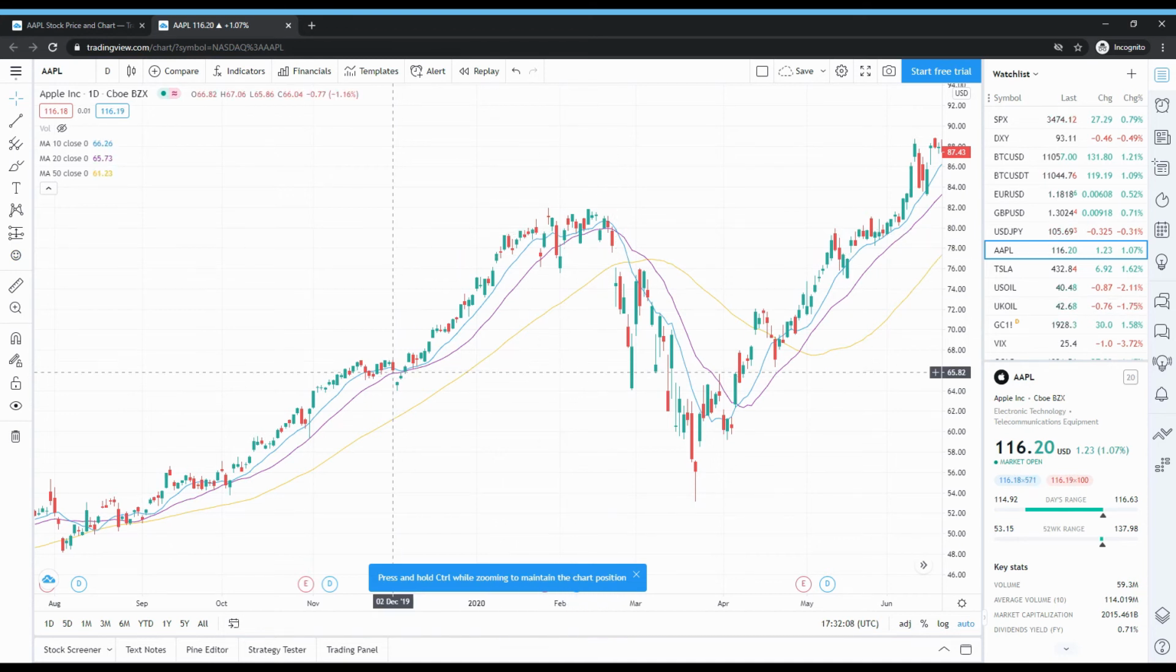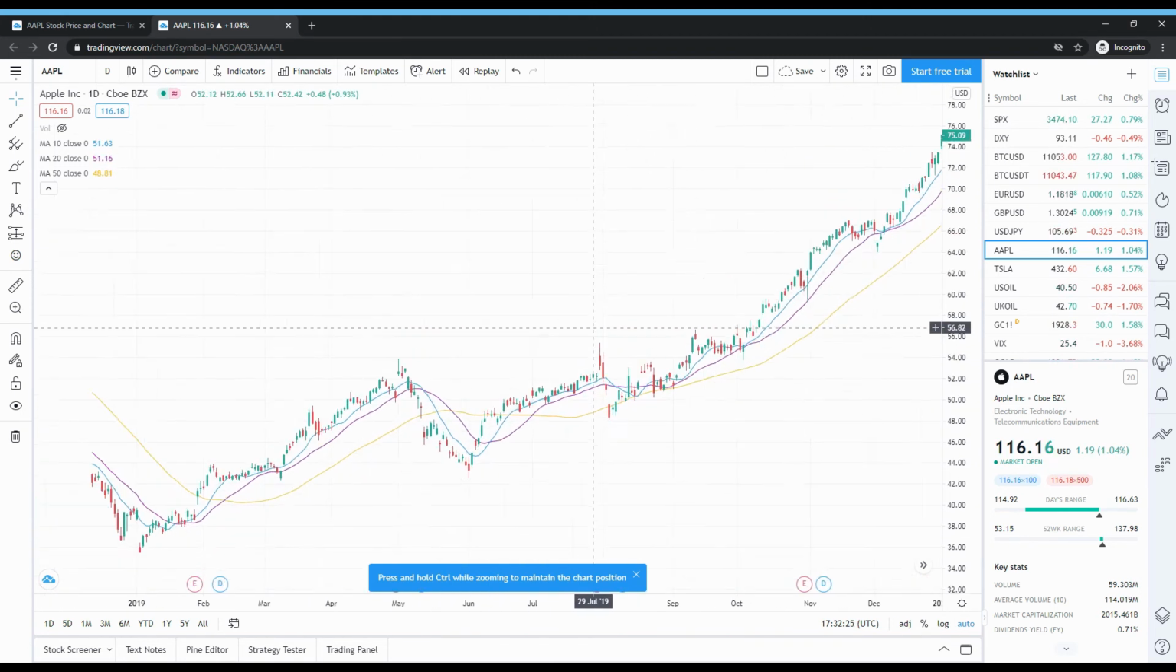It really did not have a convergence or a crossover. The 10-day did not cross over the 20, but it came very nearby. So we have to also keep a look into it when you go for long term. Also keep a look into your stock's performance.